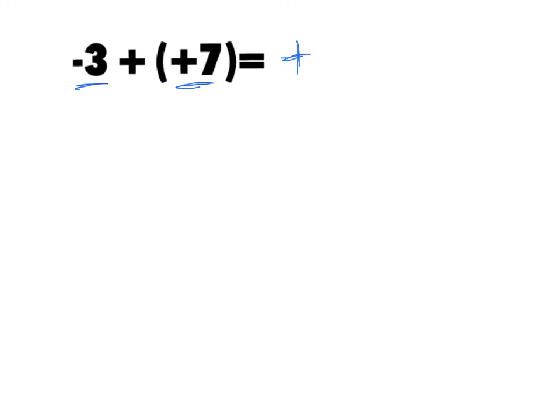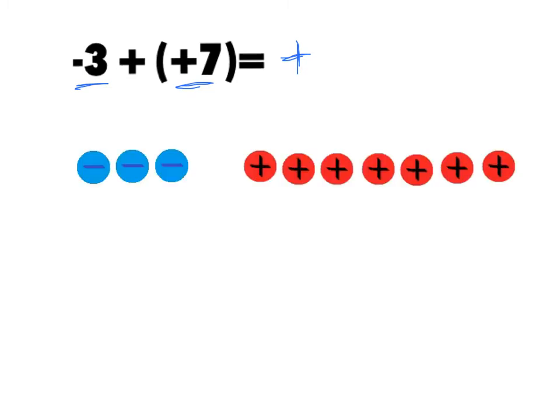One of the ways we can do that is by using those same counters to model. And here they are. So as you can see, I've modeled negative 3 with 3 negative counters and positive 7 with 7 positive counters. So essentially what I'm doing with these counters is repeating the equation negative 3 plus positive 7. Now, the way I can think about it is, as I said before, each positive and negative counter, when paired together, actually adds up to 0.